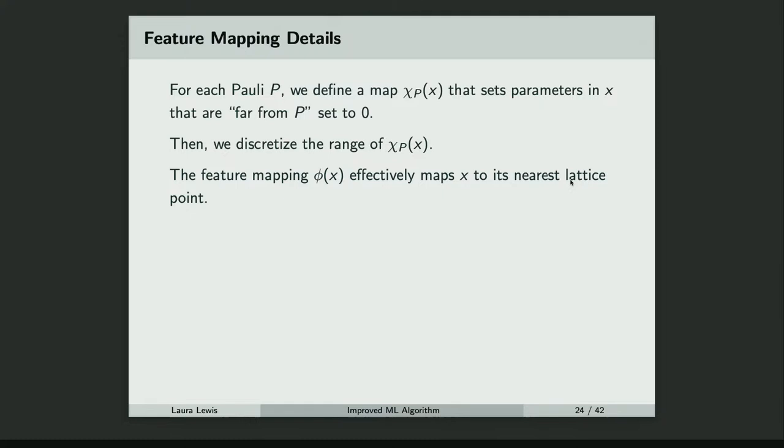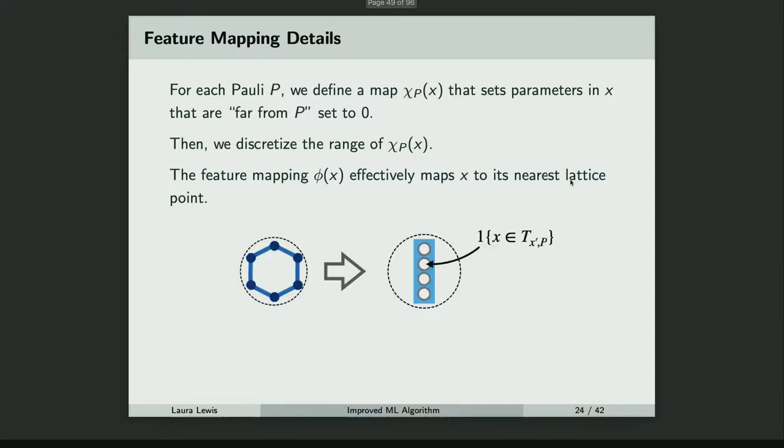And what the feature mapping does then is it just effectively maps x to its nearest lattice point. Okay, so here again, we're considering this local region. And again, because of this map chi p of x, we can just consider one local region at a time. And when we consider that local region, we have this feature vector for that specific p. And each entry in the feature vector is just a 0 or a 1.